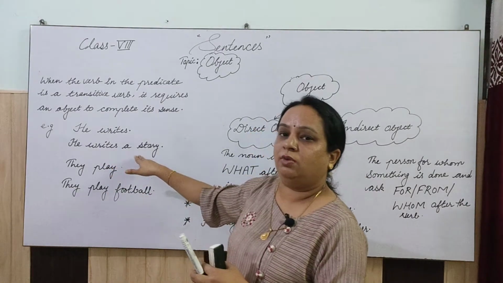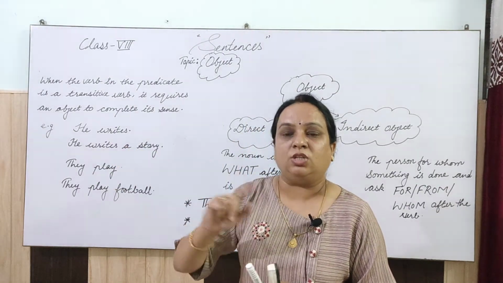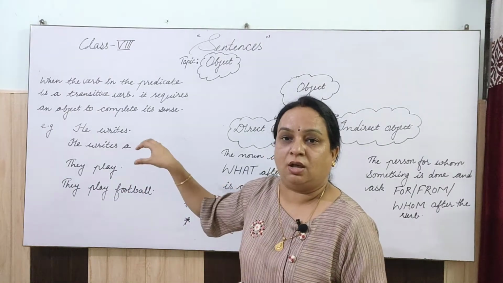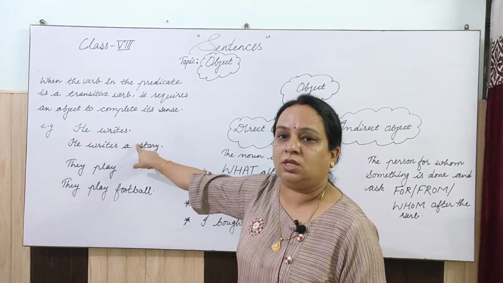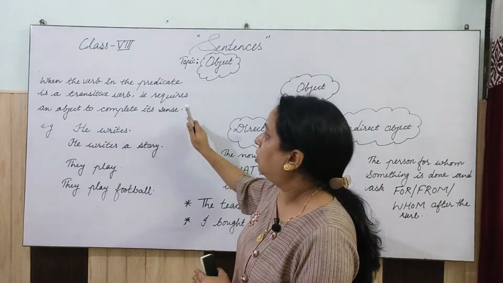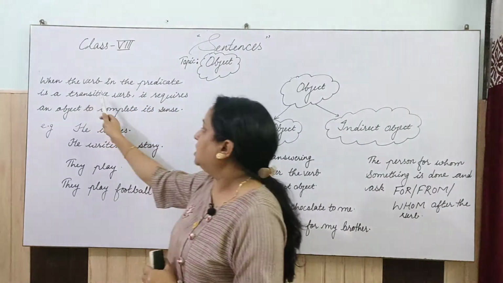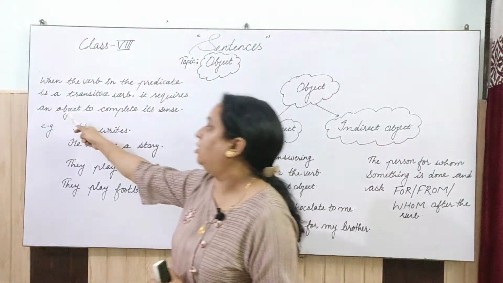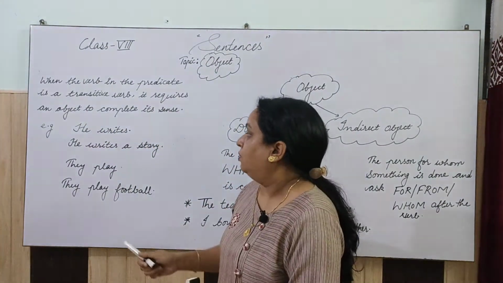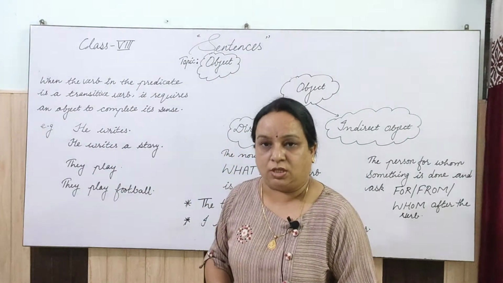When you look at the second sentence, he writes a story, now we get to know that he writes a story. The object is there in the second sentence, but in the first sentence there is no object. Clear? So what is the definition of an object? When the verb in the predicate is a transitive verb, it requires an object to complete its sense, right? In the first sentence there is no object, and in the second sentence there is an object.